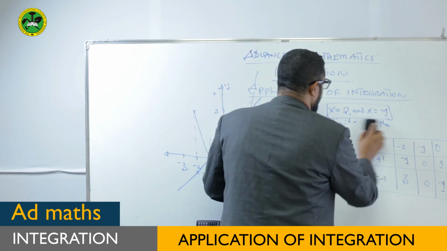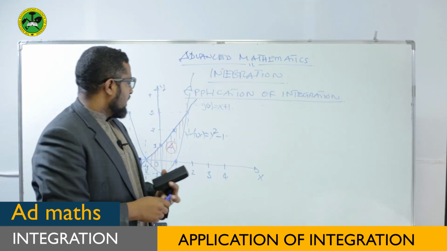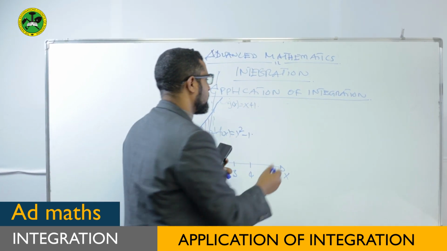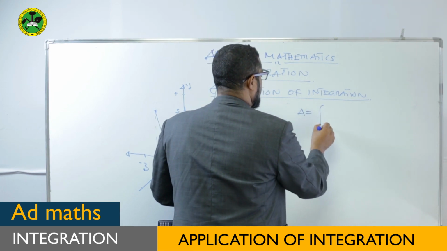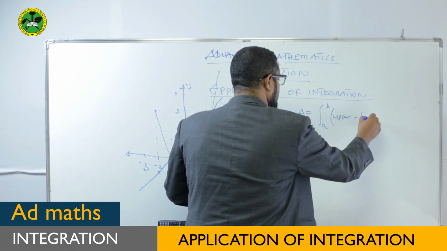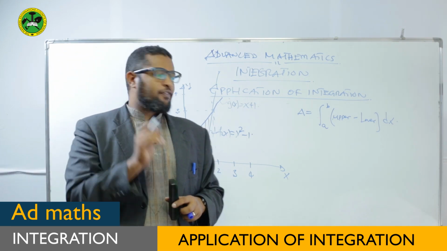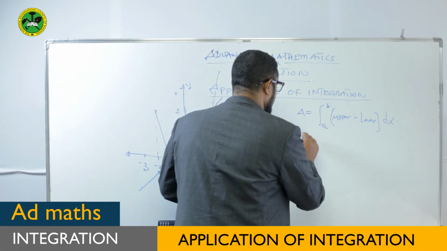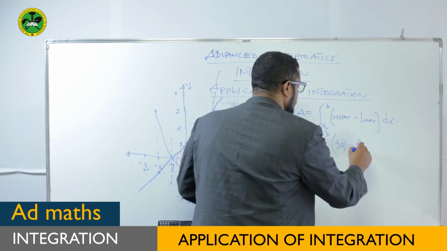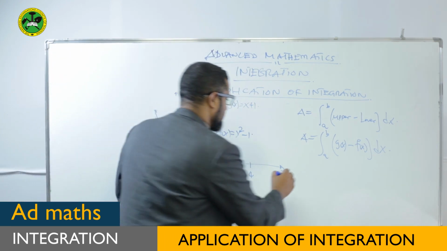Now from there, choose the appropriate formula to use. Because the curves are drawn against the x-axis, the horizontal axis, the formula we are going to use is this one. So area is equal to the integral from a to b of the upper function minus the lower function dx. What is our upper function? Our upper function is g of x. So therefore area is given by the integral from a to b of g of x minus f of x dx.